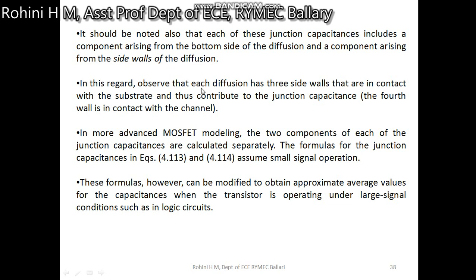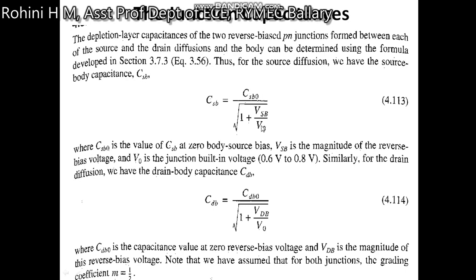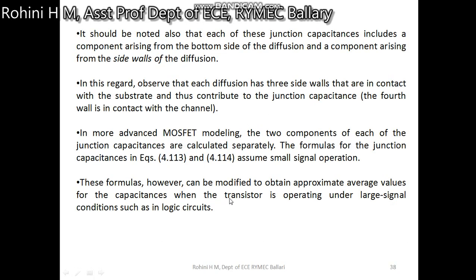In this regard, we observe that each diffusion has 3 side walls that are in contact with the substrate and thus contribute to the junction capacitance. In more advanced MOSFET modeling, the two components of the junction capacitance are calculated separately, and the formula of junction capacitance assumes a small signal operation. This formula, however, can be modified to obtain an approximate average value for the capacitance when the transistor is operating under large signal conditions, such as in logic circuits.